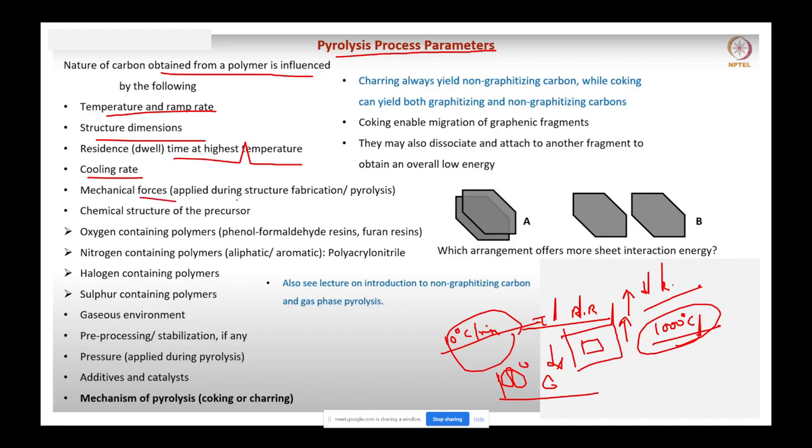Mechanical forces applied during the pyrolysis: when you apply some mechanical forces, your property might vary. Chemical structure of the precursors: you could use an oxygen-containing polymer like formaldehyde resins or furan resins, nitrogen-containing ones like polyacrylonitrile, aromatic or aromatic-aliphatic polymers, halogen-containing polymers, or sulfur-containing polymers. These are some precursors, and they give different properties to your material.